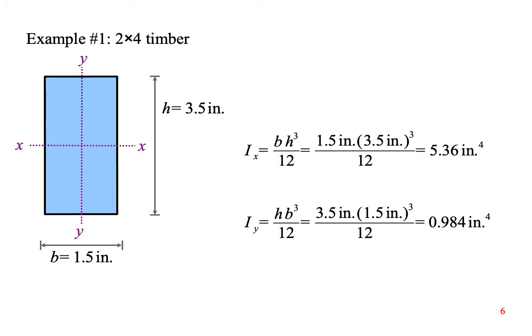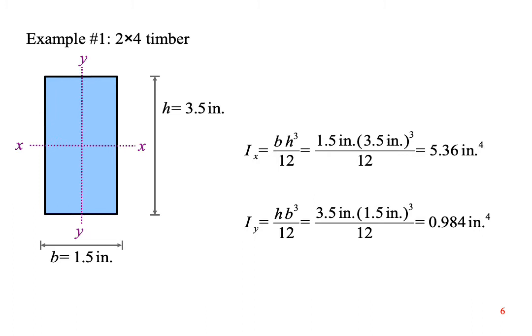I sub y is 1/12 the height times the base cubed, which comes out to less than 1 inch to the fourth. Why does this matter? Because bending stress in a beam is inversely proportional to the moment of inertia. A 2x4 is about 5 times stronger when it's standing on edge compared to when it's lying flat. This is why we place beams and joists on edge in home construction.